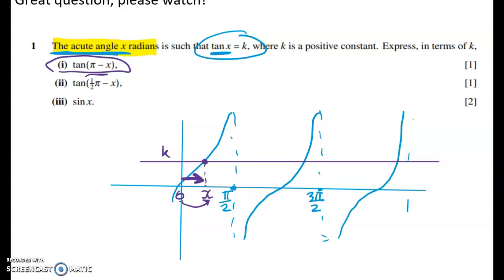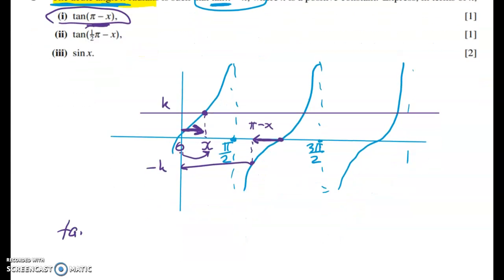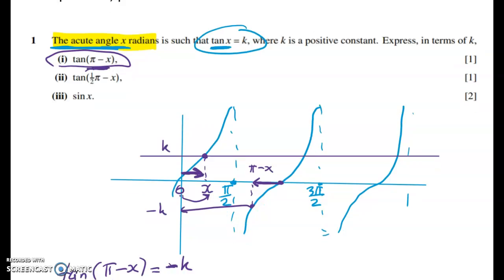So where is pi take away x sitting on that graph? Well, pi is here, and if we move back x units, we get to pi minus x. And by the symmetry of the graph, we can see that this value here is negative k. So tan of pi minus x is equal to negative k. So that's the first one marked done.